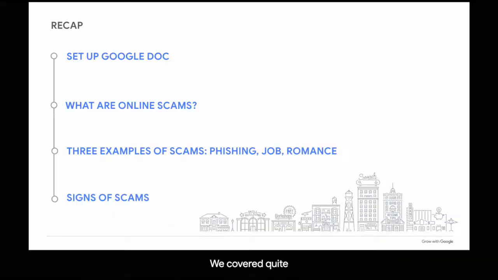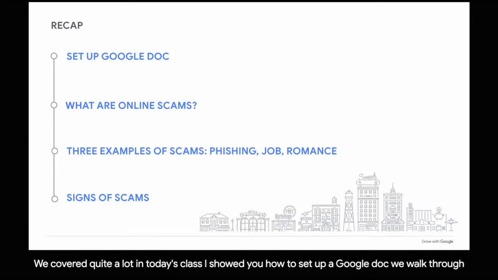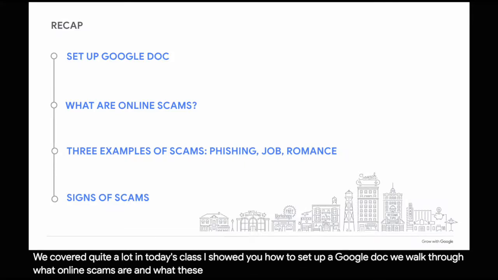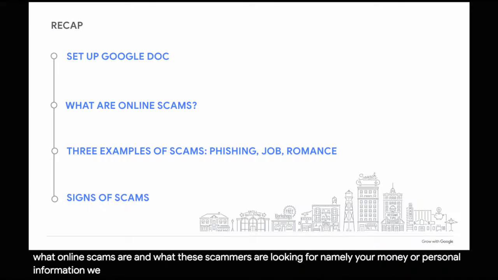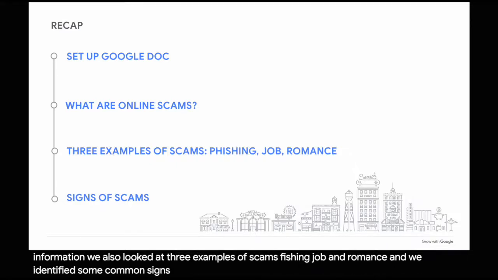We covered quite a lot in today's class. I showed you how to set up a Google Doc. We walked through what online scams are and what these scammers are looking for, namely your money or personal information. We also looked at 3 examples of scams: phishing, job, and romance. And we identified some common signs of scams so that you can be vigilant the next time you happen upon a scam.